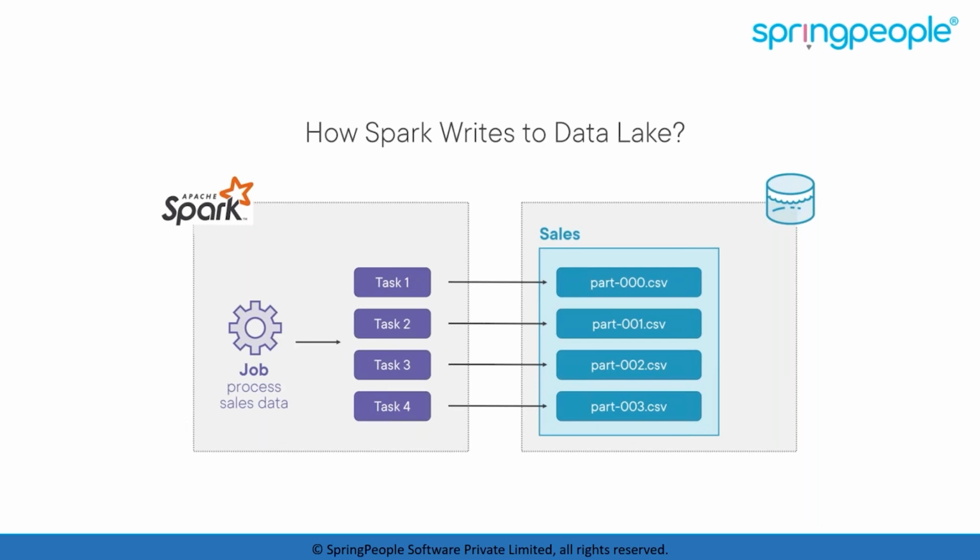Suppose I have to process the sales data in Spark. This will be divided into multiple tasks: task 1, task 2, task 3, and task 4. And the data will also be distributed across these multiple threads, and all these threads will be executed in parallel. So the result of the sales data, whenever it is stored in the data lake, will be stored in the form of partitions: my first part file, second part, third part, fourth part, all CSV. Instead of storing the data as one single file, it will create partition files and load the data into these multiple partitions.